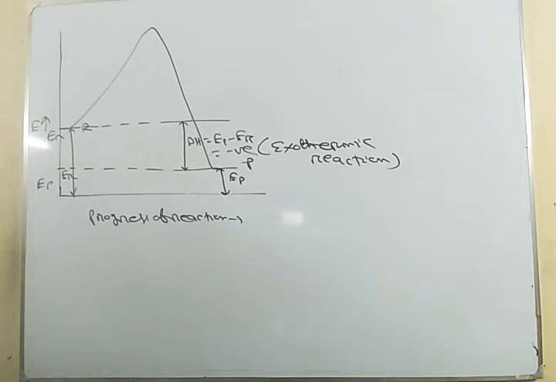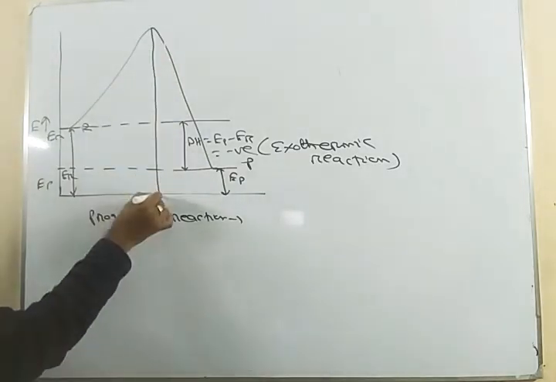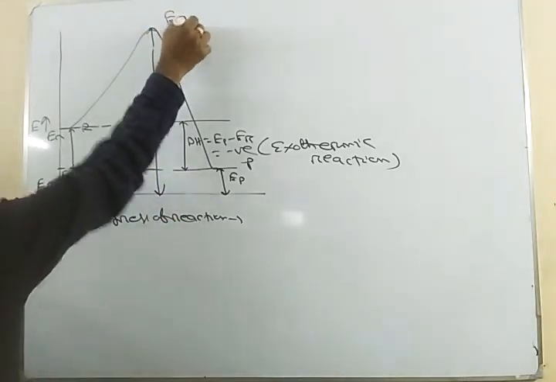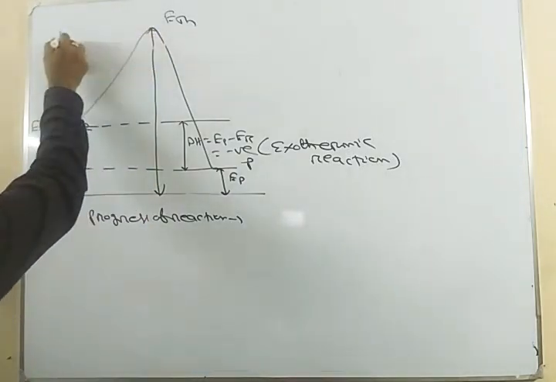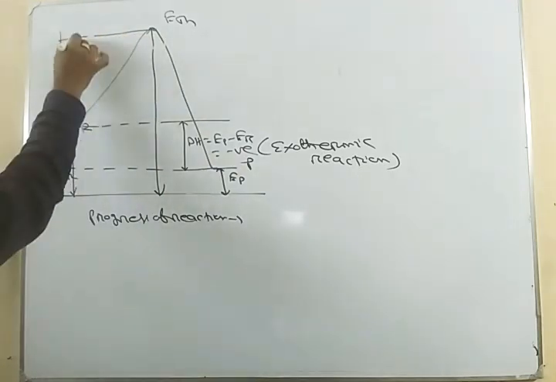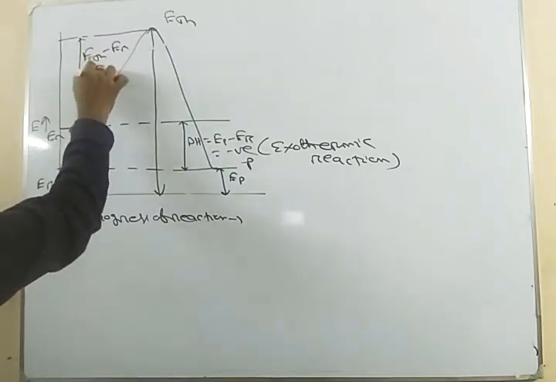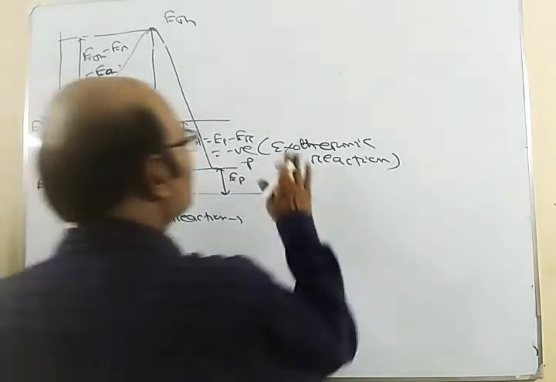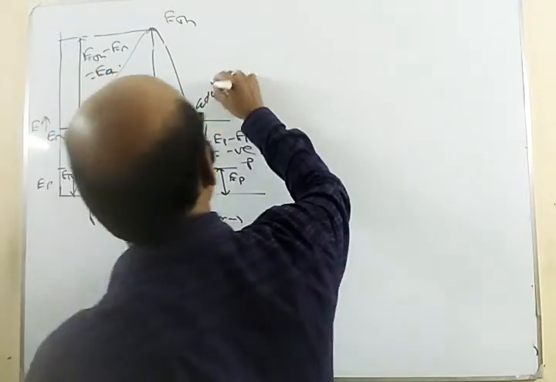So here you see, this is ETH, and this much is ETH minus ER, equal to EA. Okay. That is for the exothermic reaction.